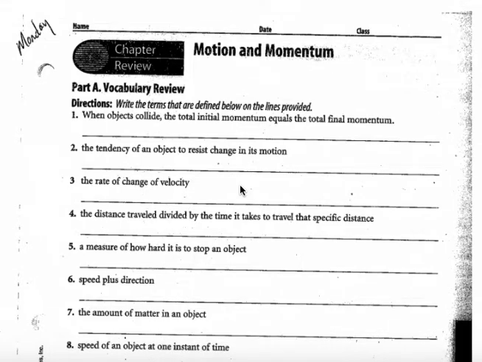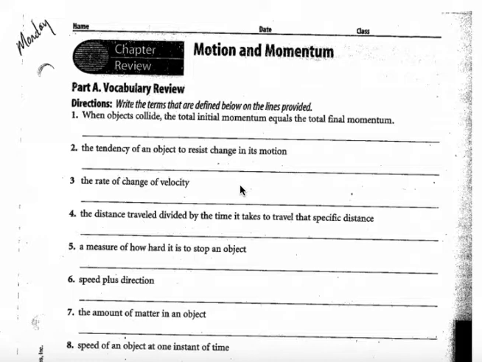Today in science class, we're going to take a look at and review what we learned in Chapter 10, Motion and Momentum. We took a look at, in Lesson 1, what is motion? Then we learned a little bit about acceleration in Lesson 2, and then all about momentum and inertia in Lesson 3. Let's begin. Part A, our vocabulary review.